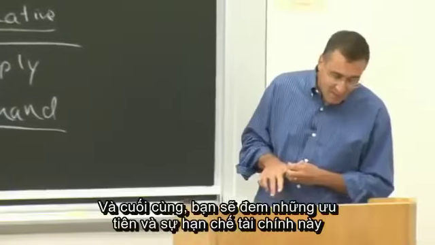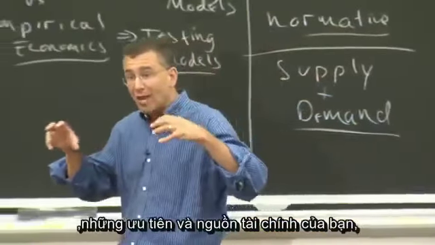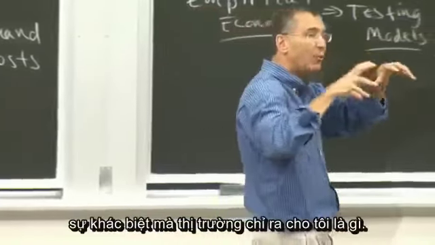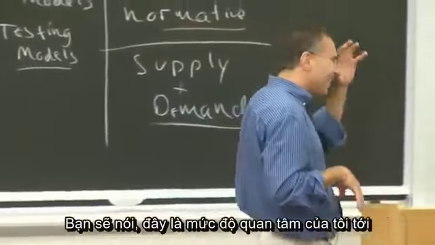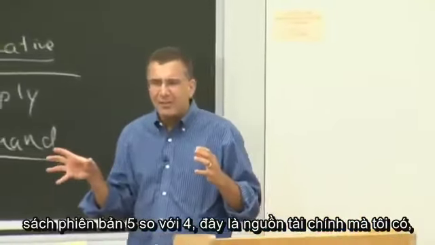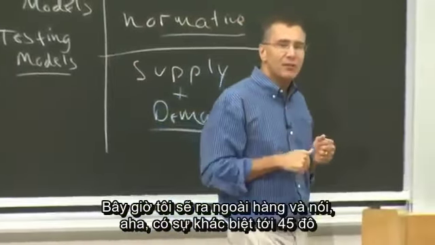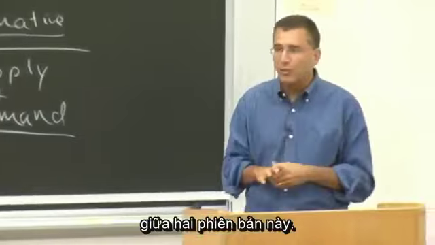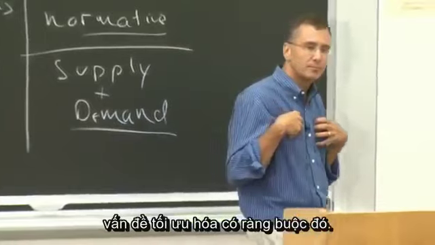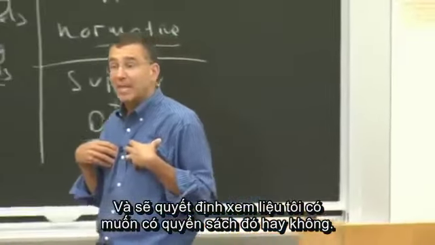Okay? And then finally, you're going to take these preferences and this constraint, your preferences and your resources, and go to the market and look at what does the market tell me the difference is. So you're going to say, here's how much I kind of care about 5th versus 4th edition. Here's the resources I have. Now I'll go to the market and say, aha, there's a $55 difference, a $45 difference between these two editions. So now I will solve that constrained optimization problem. And I will decide whether I want to get that book.